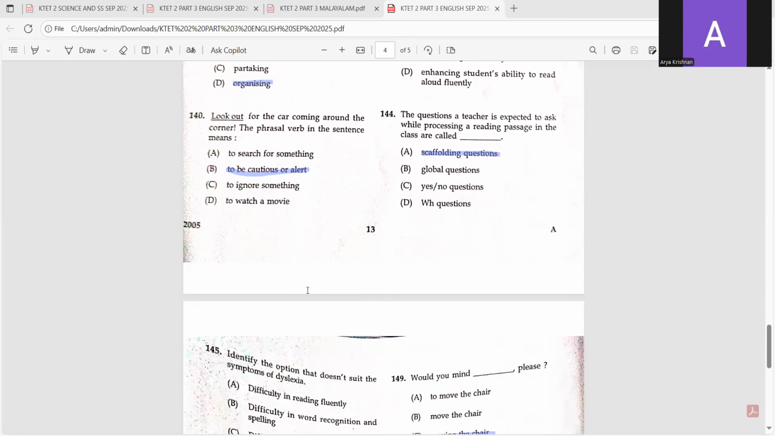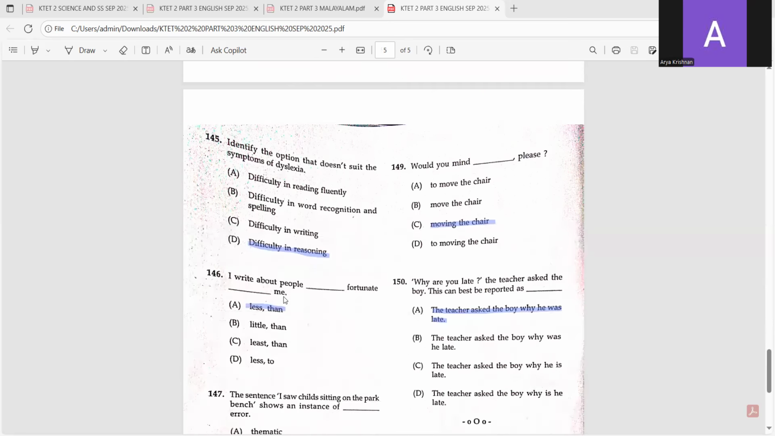Question number 144. The questions a teacher is expected to ask while processing a reading passage in the class are called scaffolding questions, global questions, yes or no questions, WH questions. And that answer is option A, scaffolding questions.